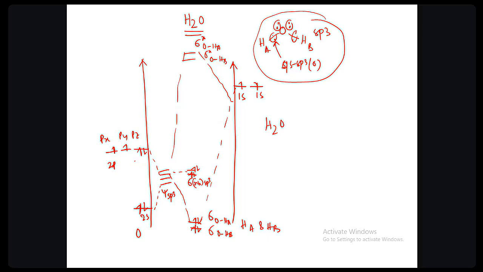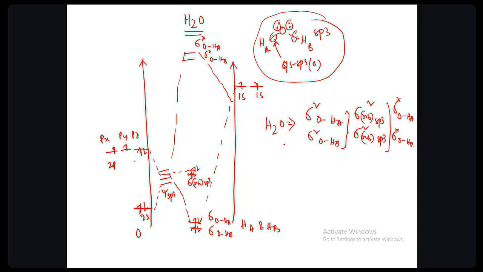So what is the MO diagram of H2O? MO electronic configuration: we can say sigma 2 of Ha and sigma 2 of Hb have the same energy. After that, sigma non-bonding sp3 2 and sigma non-bonding of another 2 sp3, or we can say 4 sp3, and then sigma star O of Ha and sigma star O of Hb. Okay, complete.